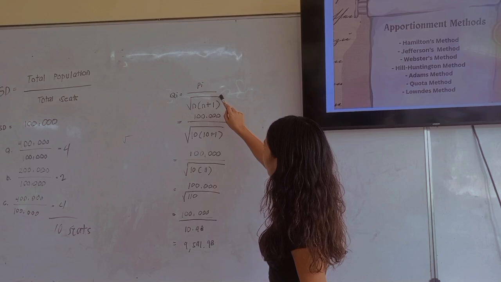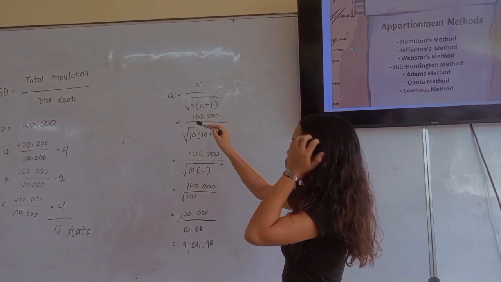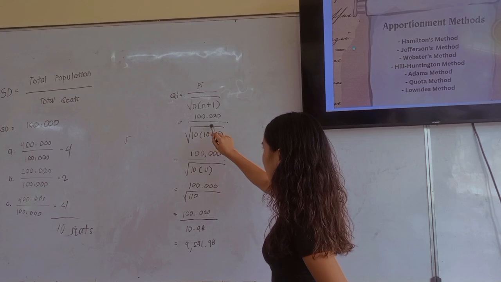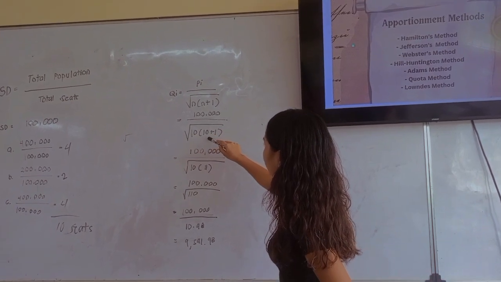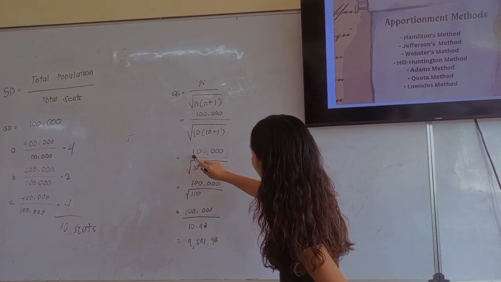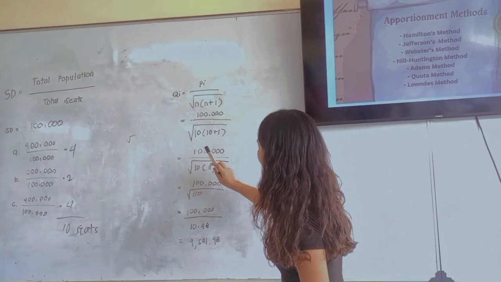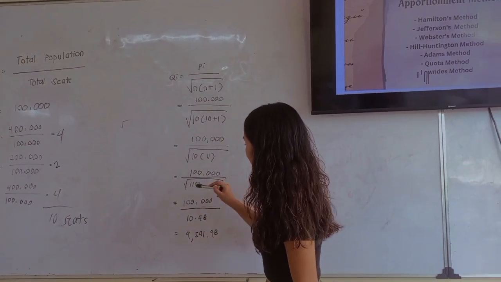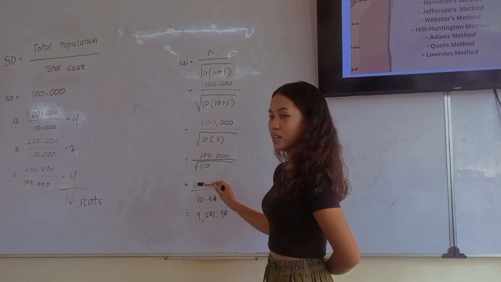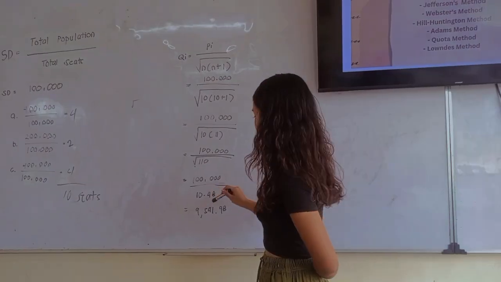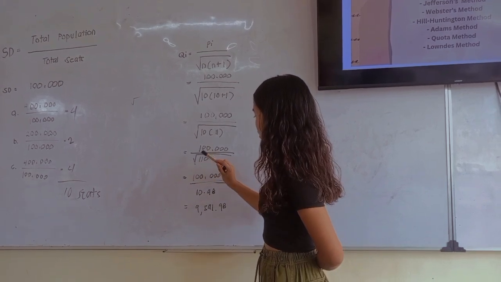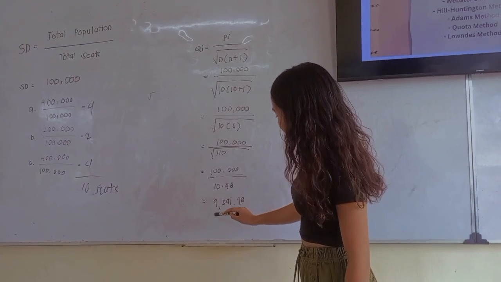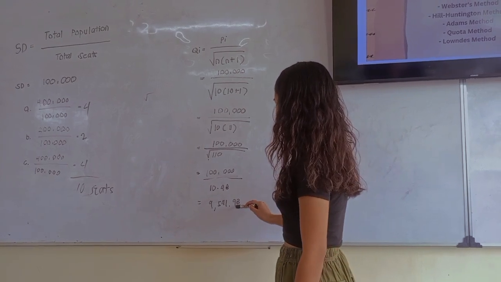Quota equals p over the square root of n(n plus 1). Copying p, 100,000 over the square root of 10(10 plus 1), where 10 plus 1 equals 11. So 100,000 over the square root of 110. 10.48 is the result of the square root of 110. 100,000 divided by 10.48 is 9,541.98.